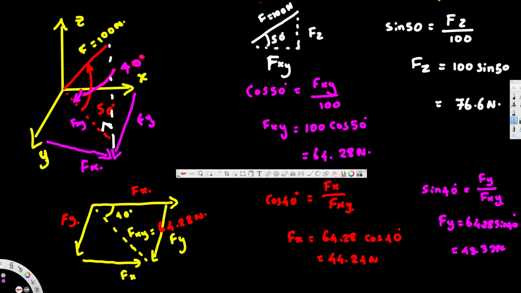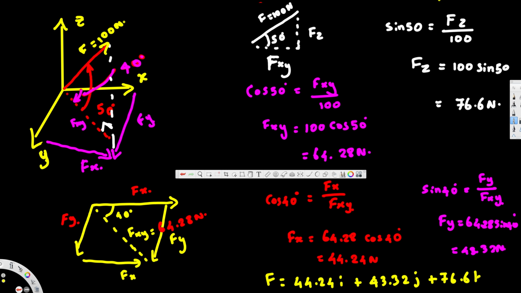Okay, now we have everything. We can write our component form. The component form for this force of 100 Newton is going to be equivalent to 44.24 in the i direction plus 43.32 in the j direction, and also 76.6 in the k direction, and that's going to be the component form for this vector.